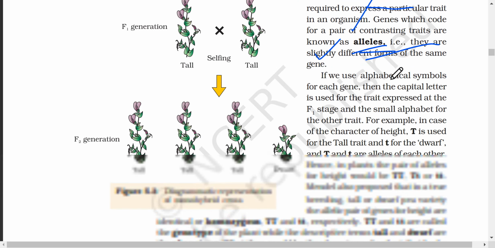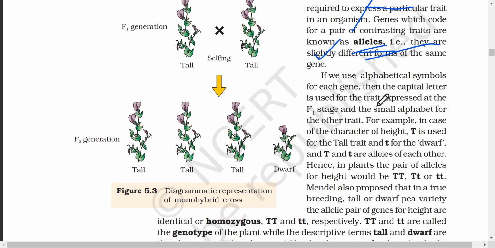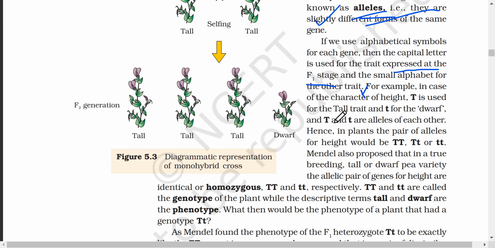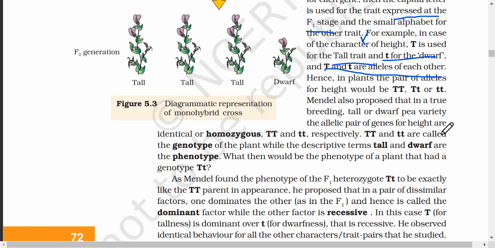If we use alphabetical symbols for each gene, then the capital letter used for the trait expressed at the F1 stage. Now we know that's the dominant trait that will get expressed at the F1 stage. अभी इन्हें कहा नहीं है कि dominance या कुछ, but they say जो express हो रहा है उसको हम क्या कहते हैं? Capital से denote करते हैं, small alphabet for the other trait. For example, in case of the character of height, capital T is used for the tall trait, small t for the dwarf one. They are alleles of each other because they are controlling the same character and they're contrasting pairs of genes, but they're again forms of genes only.